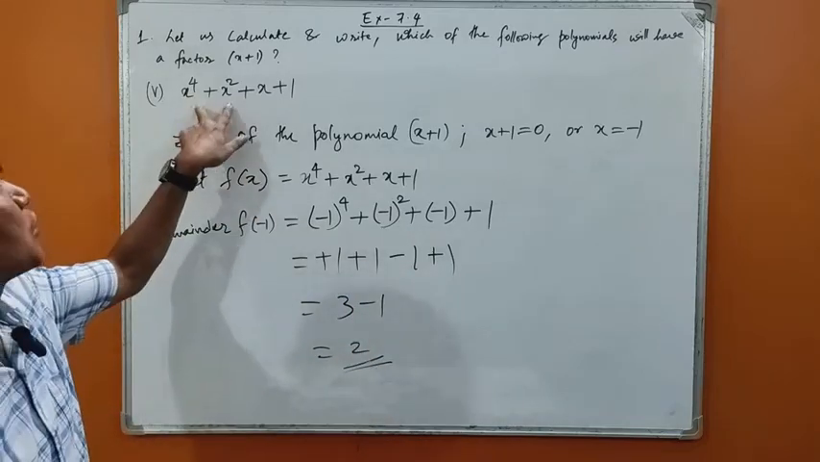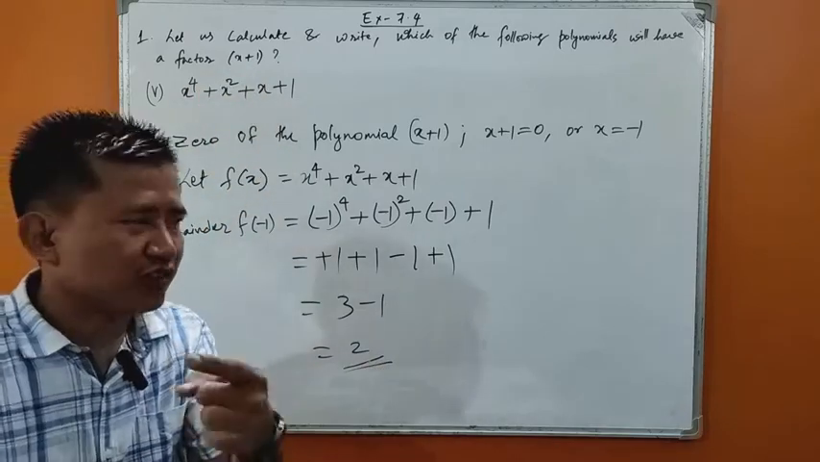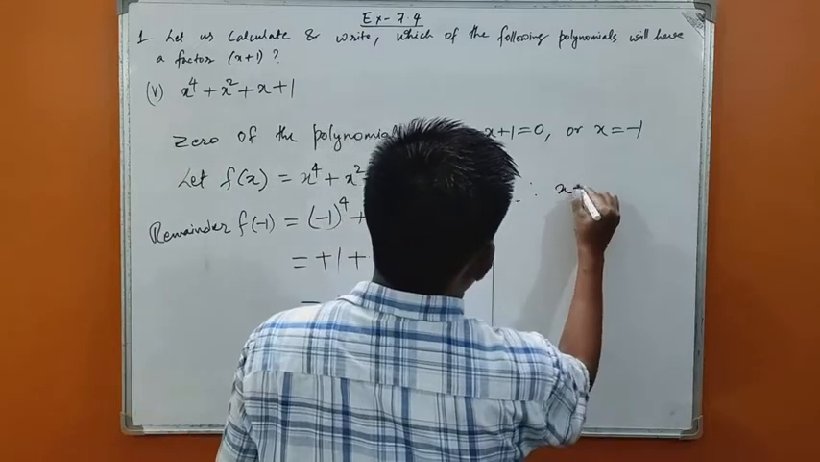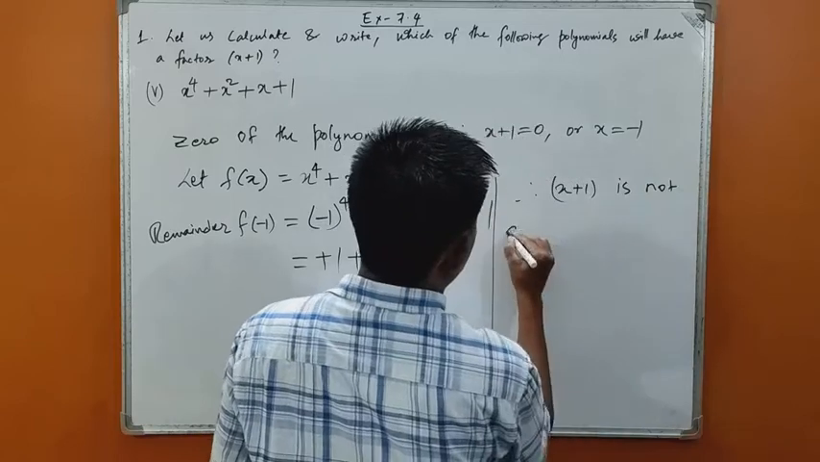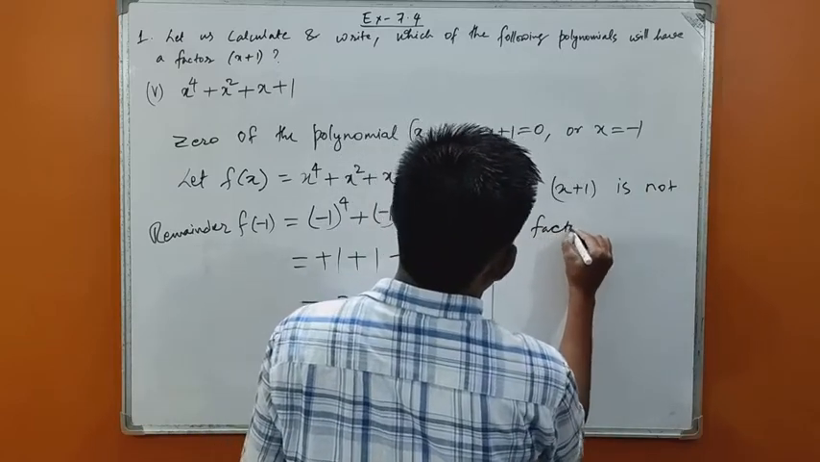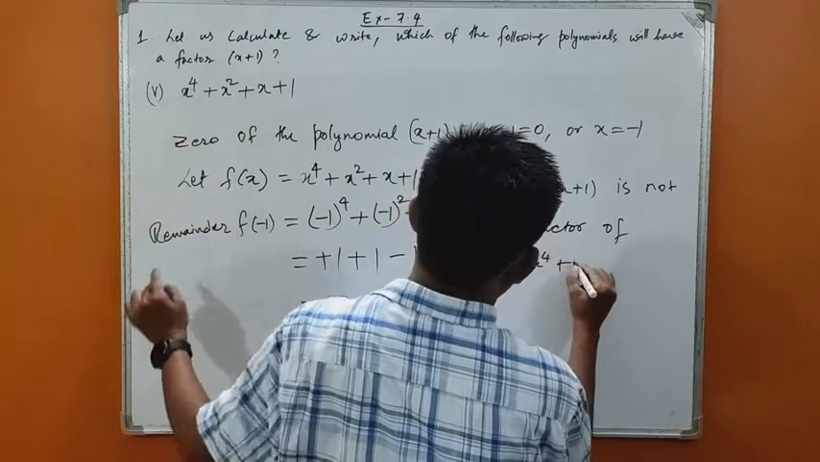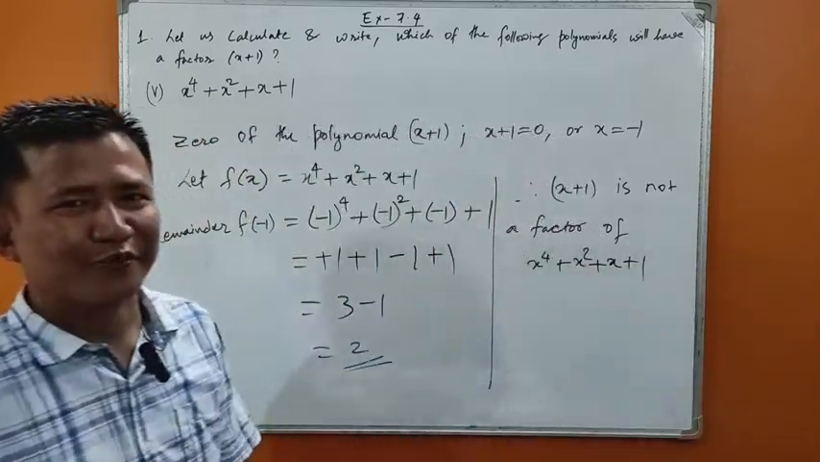When this expression was divided by x plus 1, we got the remainder 2, which is not equal to 0. Therefore, you can say, therefore, x plus 1 is not a factor of x to the power 4 plus x square plus x plus 1, isn't it? I hope you got that. Number 6.